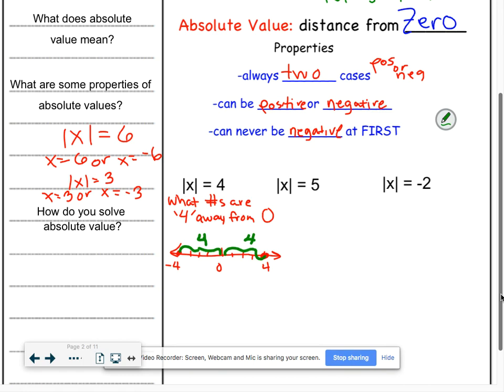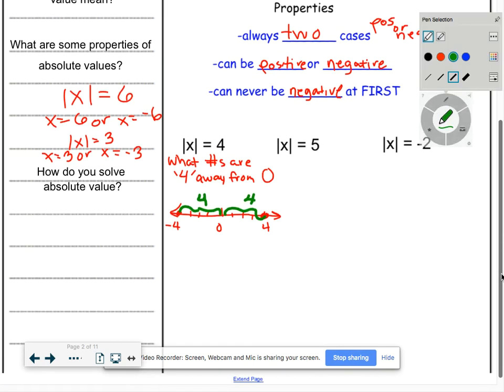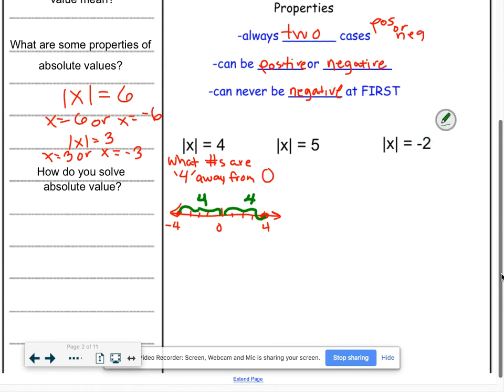Distance with absolute value is always positive at first. Here's how you actually write your answers down today. You would say x equals 4 or x equals negative 4. So you actually have 2 x's with any absolute value. So just kind of like how compound had 2 different things, absolute value is going to have 2 different things.